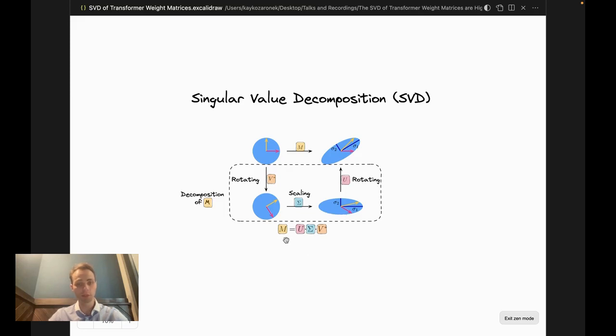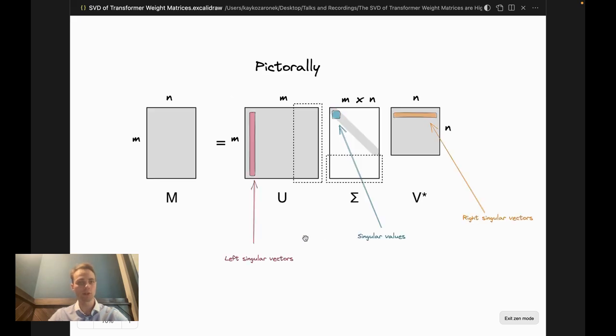And so the wonderful thing about SVD is that we can decompose any rectangular matrix into its left singular vectors, the singular values, and the right singular vectors. Pictorially, this all looks like so. We have a rectangular matrix of the size m by n, then we have a matrix U of the size m by n that has all of the left singular vectors in it. We have a diagonal matrix sigma that contains all of the singular values on the diagonal. And we have V transpose, which contains the right singular vectors.